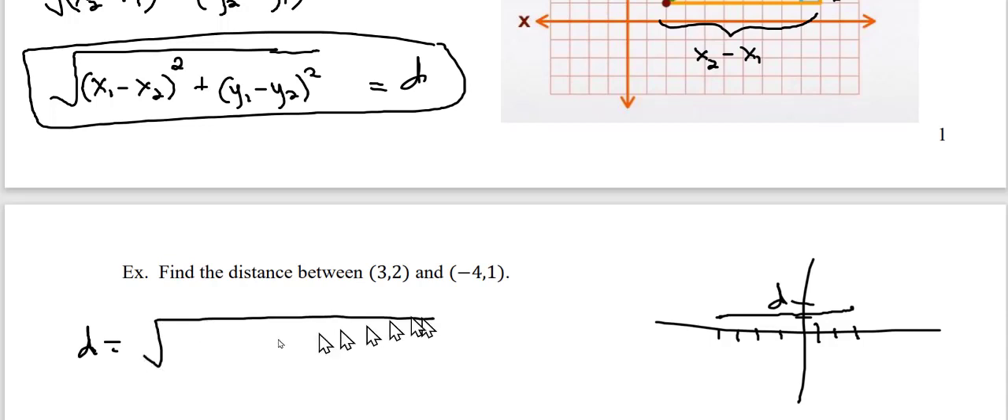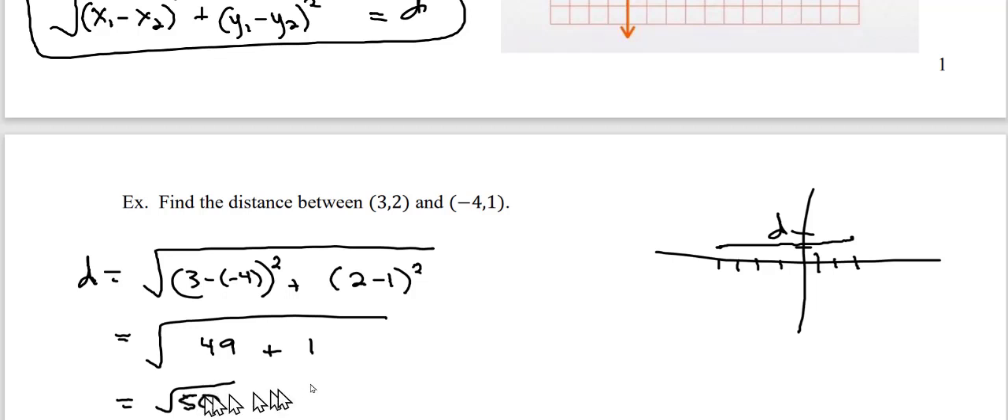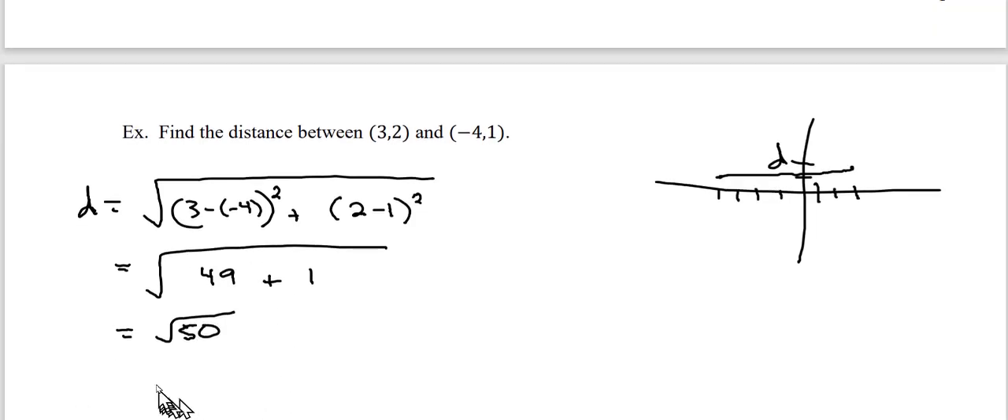It will be the square root of, we have to subtract the x values, 3 minus negative 4, and square it. Subtract the y values, 2 minus 1, and square that. That is the square root of 7 squared is 49, plus 1 squared is 1. Square root of 50. Most commonly, we would see that written as 5 root 2. That is the distance between those 2 points.